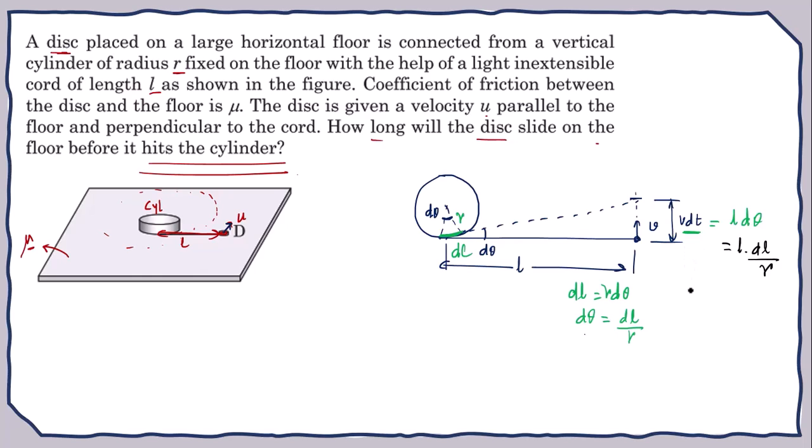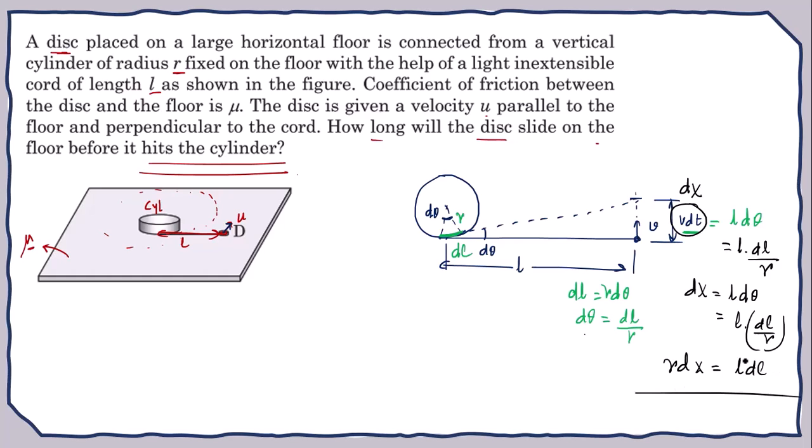So ultimately, let us say v dt is our dx. So dx is equal to L d theta. Now dx should be equal to L d theta, and if I substitute the value of d theta, which is dl by r, ultimately I get r times dx equals L times dl. Now initially the length of the string is L, and the final length is 0. Once the entire string is wrapped, the final length is 0.